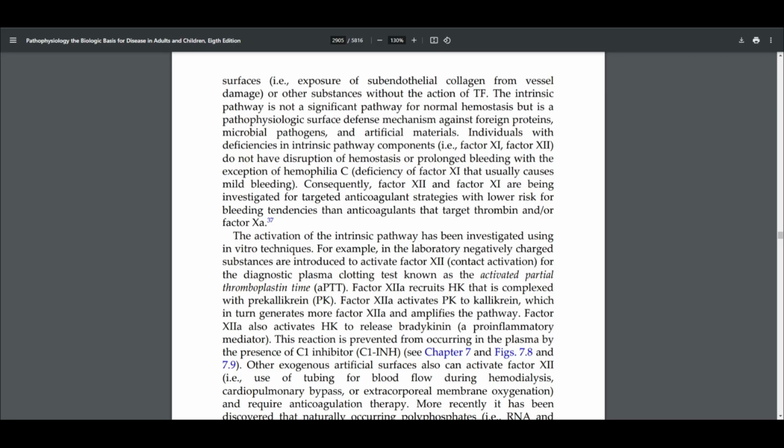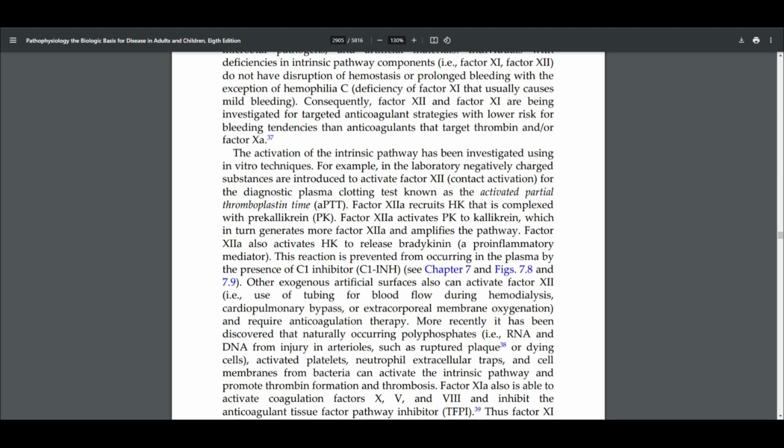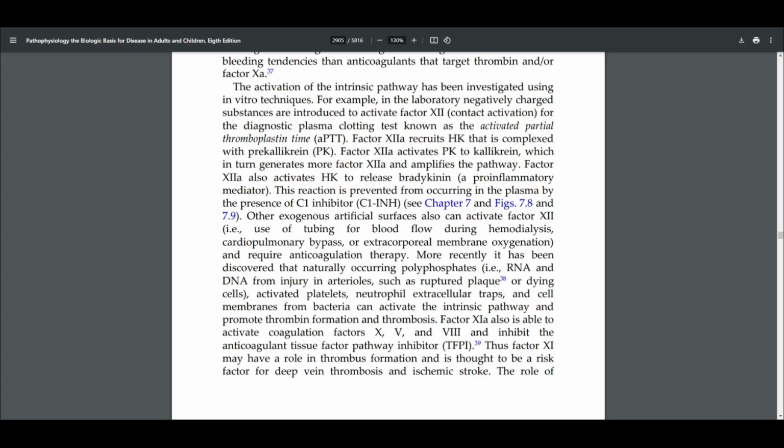Individuals with deficiencies in intrinsic pathway components do not have disruption of homeostasis or prolonged bleeding, with the exception of hemophilia C. Consequently, factor 12 and factor 11 are being investigated for targeted anticoagulant strategies with lower risk for bleeding tendencies than anticoagulants that target thrombin and factor 10a. The activation of the intrinsic pathway has been investigated using in vitro techniques, an example of which is in the laboratory. Negatively charged substances are introduced to activate factor 12 for the diagnostic plasma clotting test known as the activated partial thromboplastin time, or APTT.